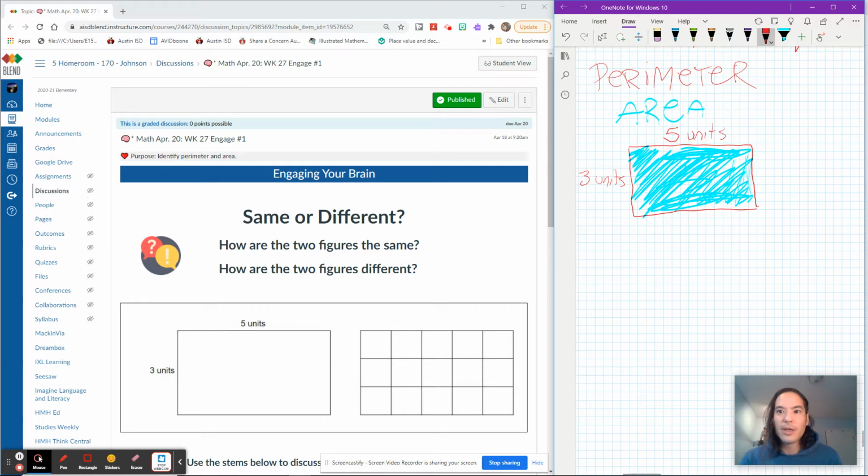But right now they're just starting you off with basic units. That's a generic measurement. So they're not being specific about centimeters or inches. They're just saying units.